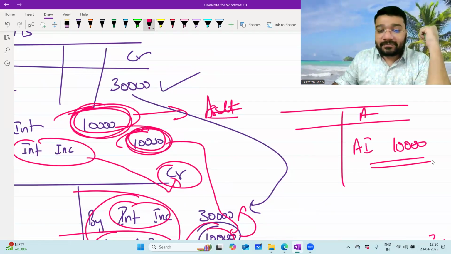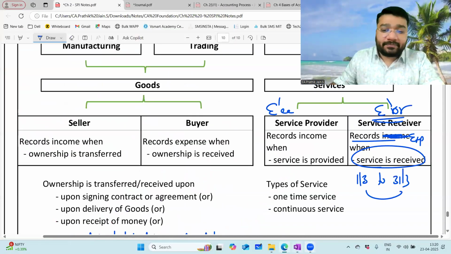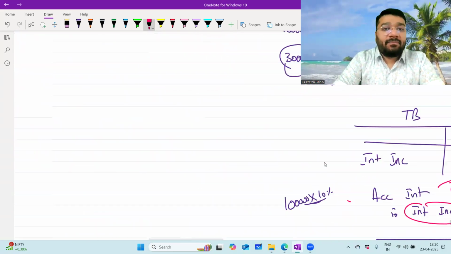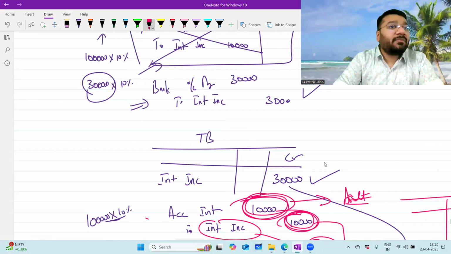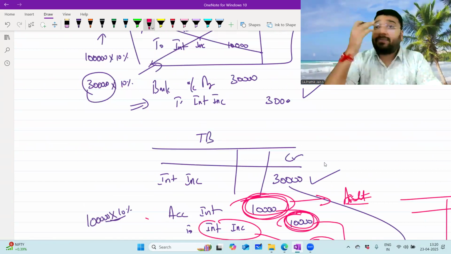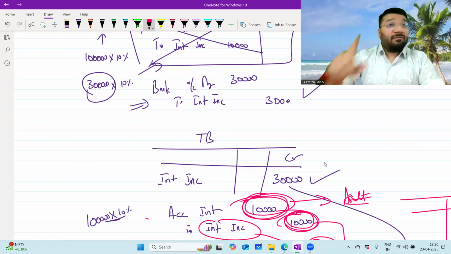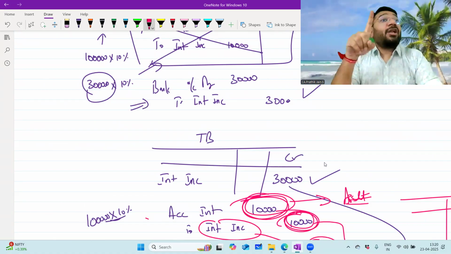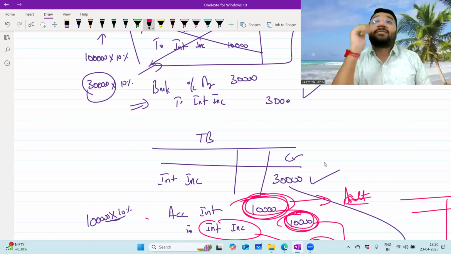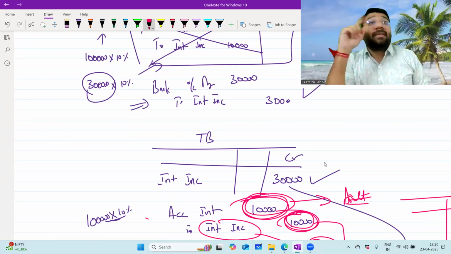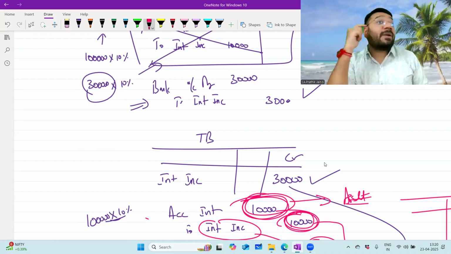Any problem? Online people, any problem? No, sir. Everybody sorted? Everybody's clear with the entry part? Anybody got any difficulty in digesting this? Because if this is not clear, one, your journal entry is screwed. Second, your full final accounts is screwed. There is no final accounts without these concepts. And in final accounts, we'll not have time to discuss all this one more time.